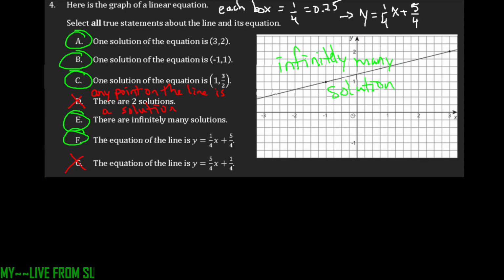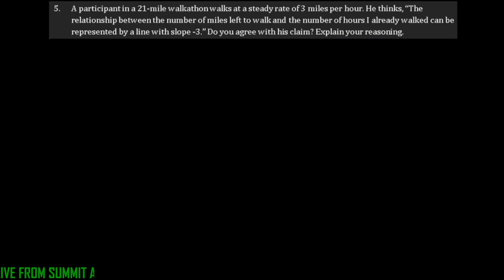And the last one, we have this. It says a participant in a 21-mile walkathon walks at a steady rate of 3 miles per hour. He thinks the relationship between the number of miles left to walk and the number of hours already walked can be represented by a line with a slope of -3. Do you agree with his claim? So for this one, we're going to say yes.